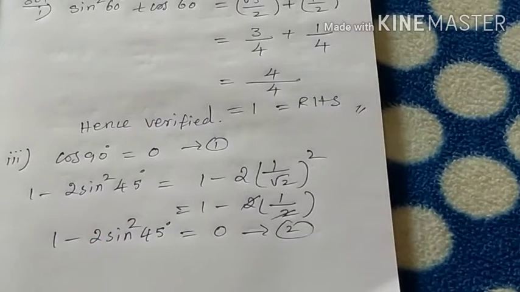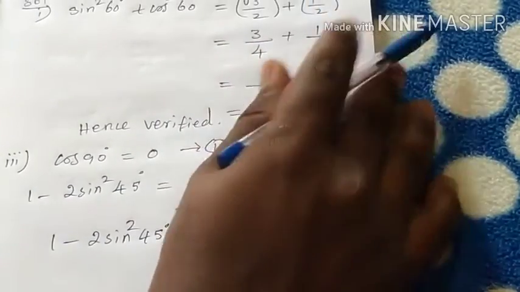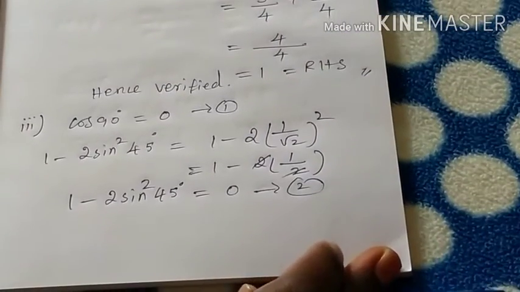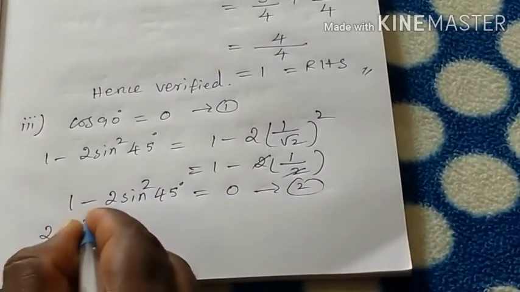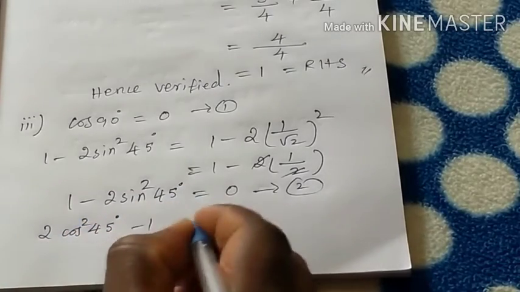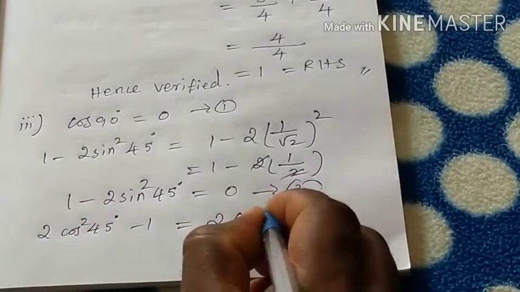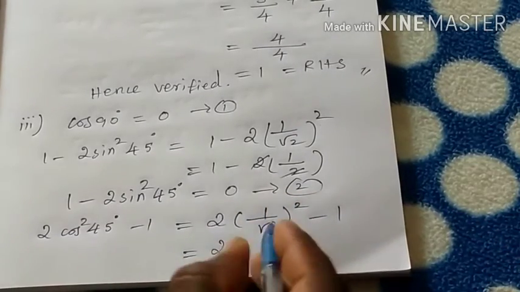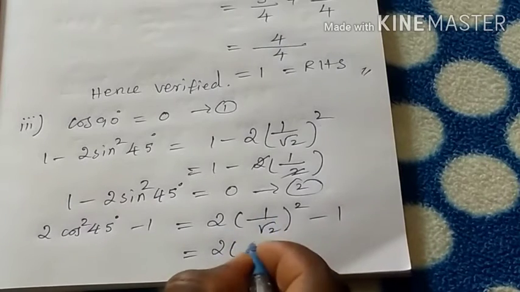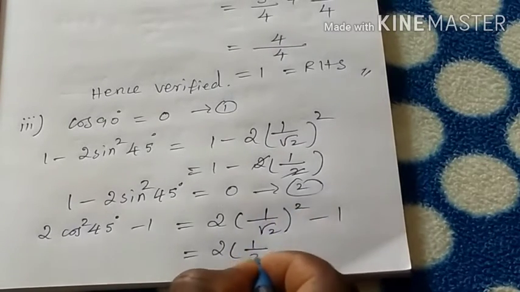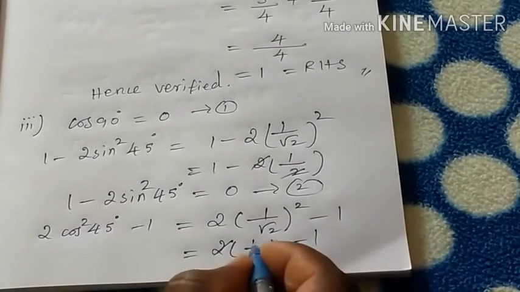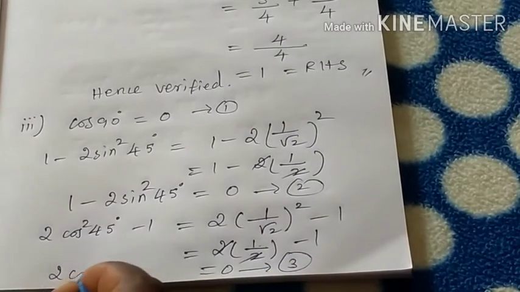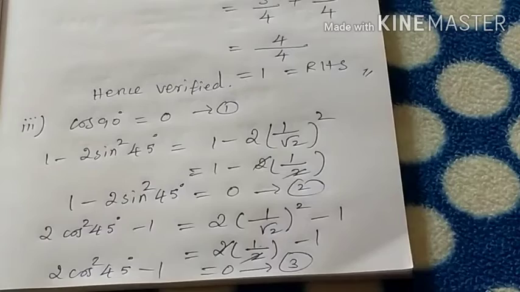Okay. Then the third value is 2 cos squared 45 degree minus 1. 2 cos squared 45 degree minus 1, which is equal to 2 into cos 45 degree is 1 by root 2 the whole square minus 1, is equal to 2 into 1 squared value is 1 divided by root 2 square is 2, minus 1. 2 are cancelled. 1 minus 1 is 0. This is number 3. Okay, the LHS side is 2 cos square 45 degree minus 1.